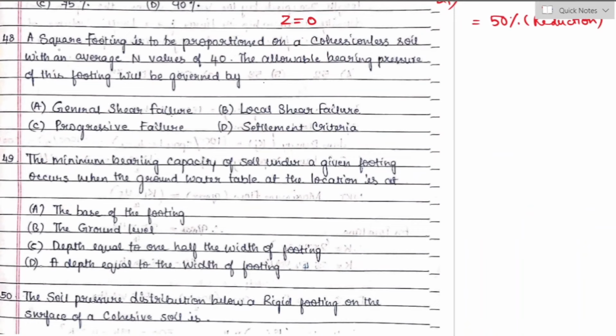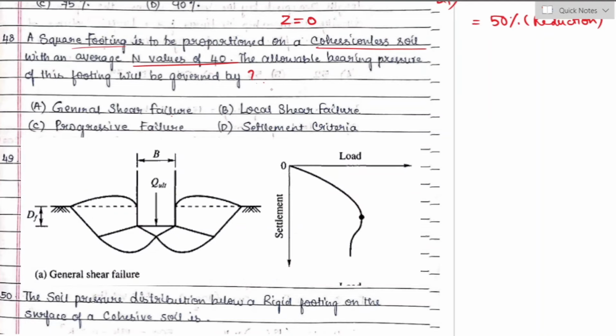Question number 48. A square footing is proportioned on a cohesionless soil with an average N value of 40. The allowable bearing pressure of this footing will be given by. When it is proportioned on a cohesionless soil with an average N value greater than 30 and angle of internal friction greater than 36 degree, it undergoes a general shear failure. Option A is the right answer, general shear failure. In this type of shear failure, it has a well-defined failure pattern.